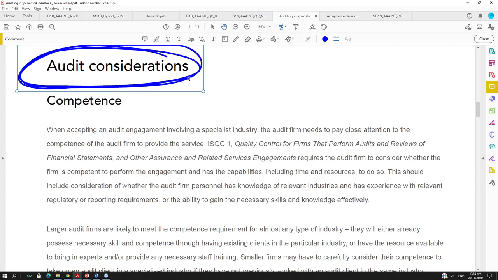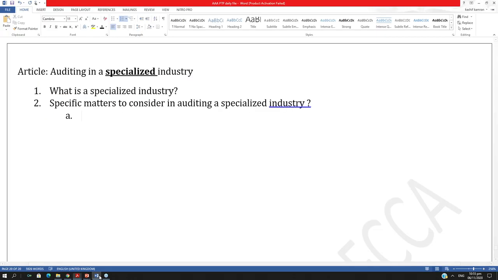The first matter to consider when you're auditing a specialized industry, number one, is competence. Agree, disagree? Do you believe that the very first thing which should strike your mind is whether you have competence, whether you have the desired level of specialism? So as an audit firm, the very first thing you need to consider is your competence, your specialization in the industry. Then only can you be very good at auditing a specialized industry. So your competence, your specialization, or your specialism, would be the most important thing.